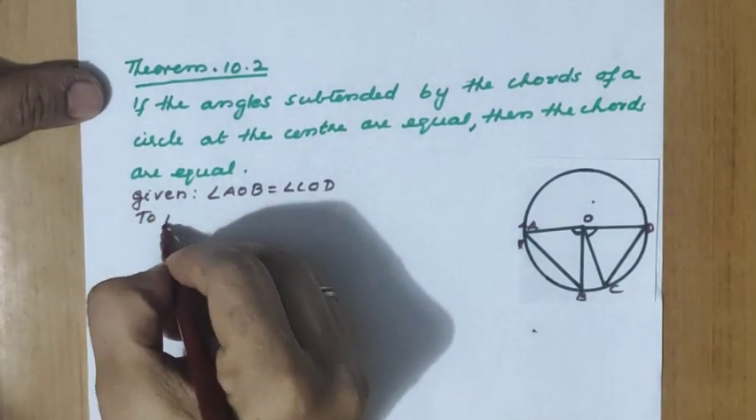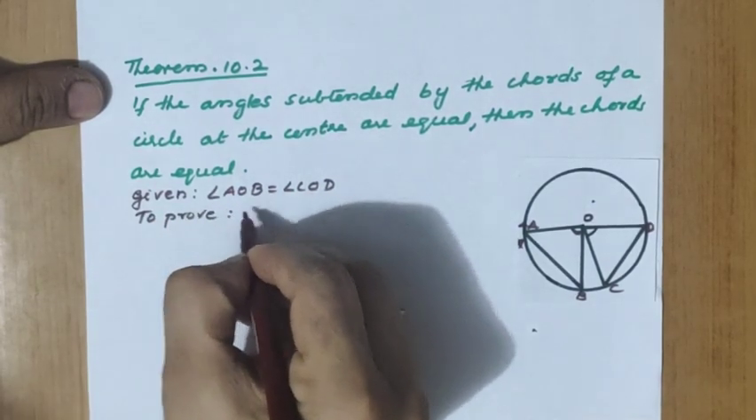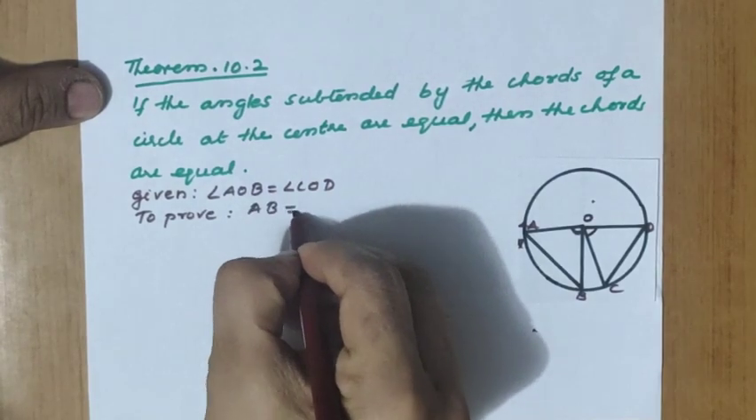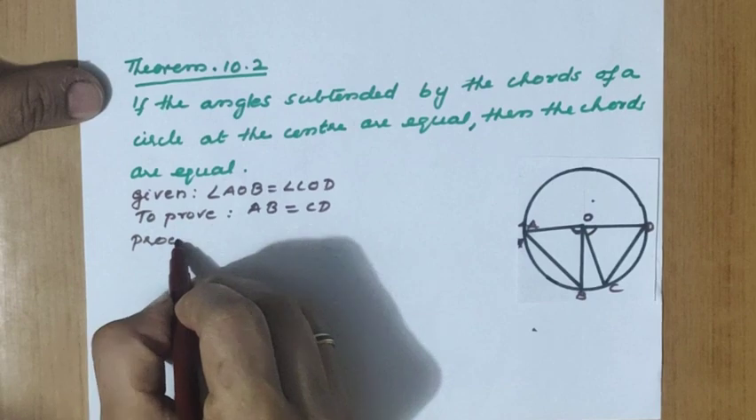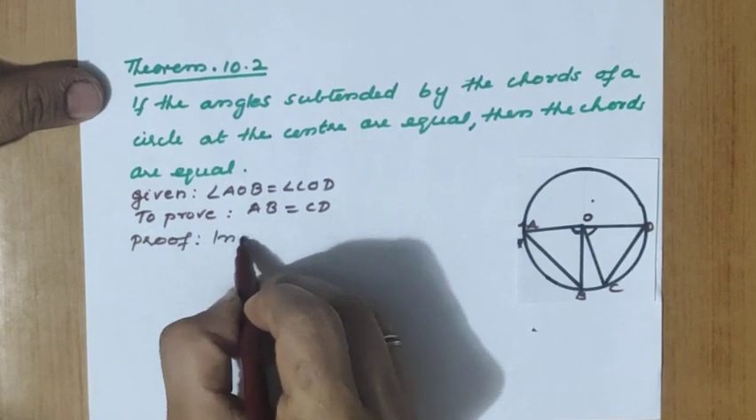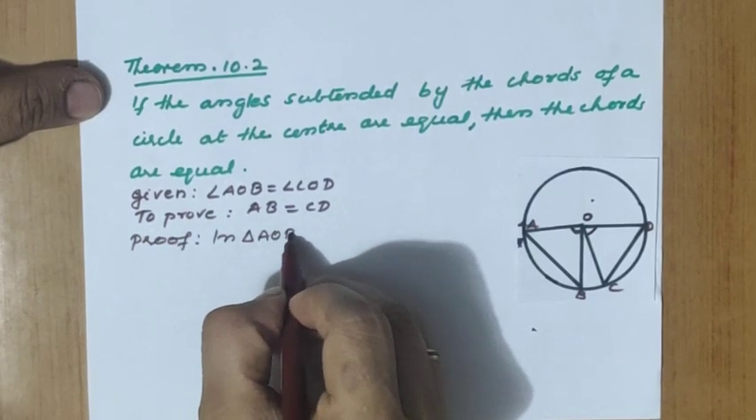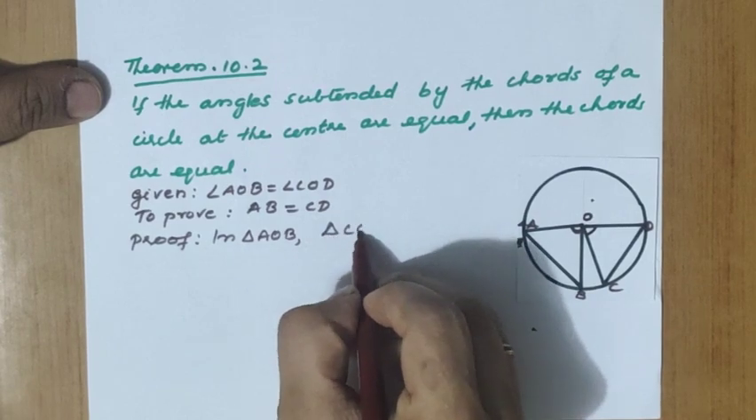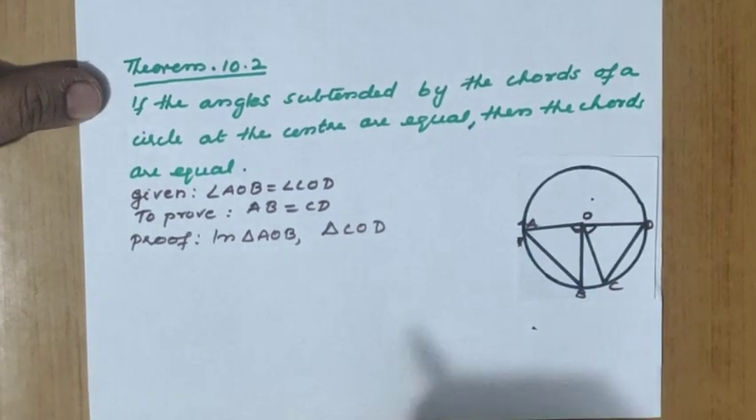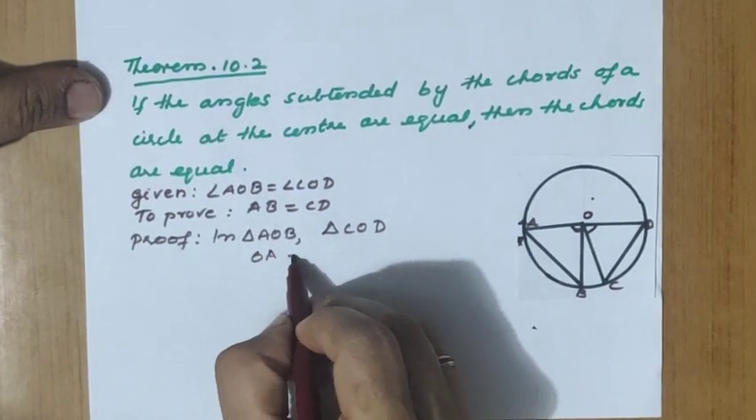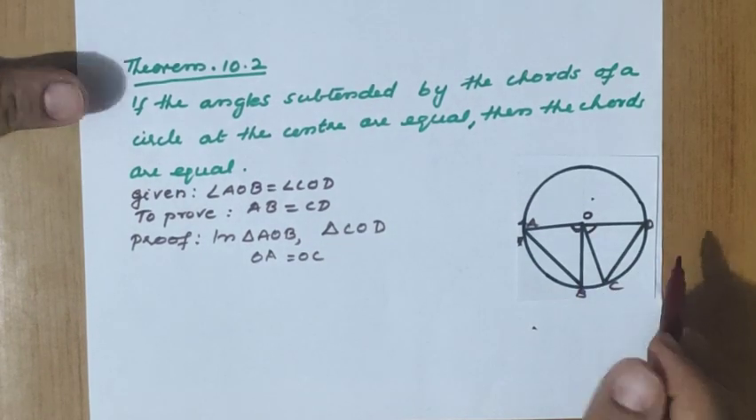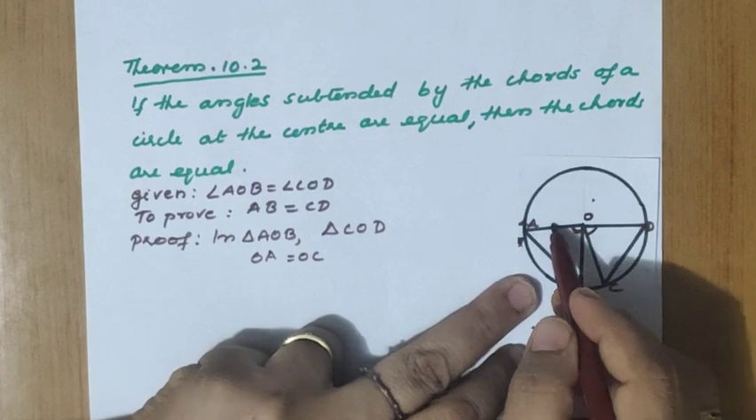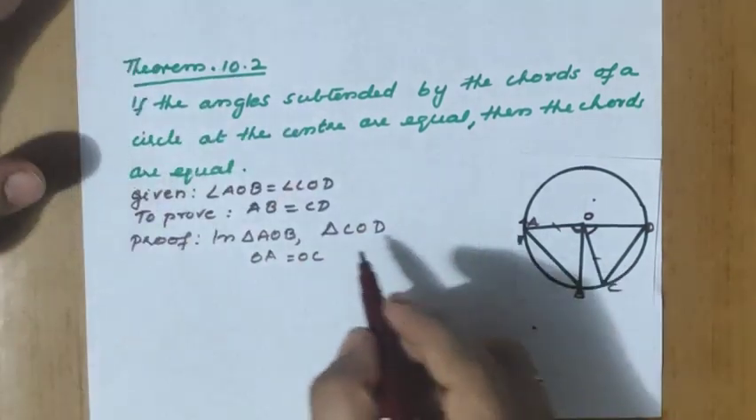To prove AB equal to CD. Again, we have to take two triangles for the proof. In triangle AOB and triangle COD, OA equal to OC. You already understood the concept from the last theorem. What is the meaning of OA and OC? Both are radii.